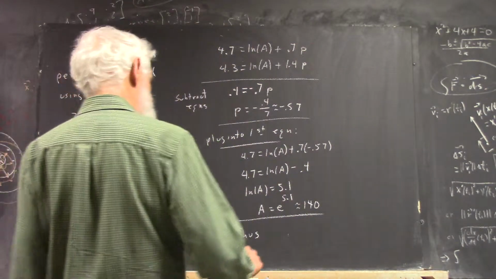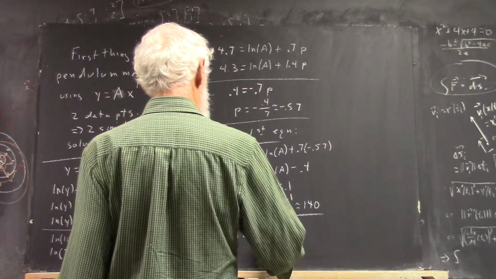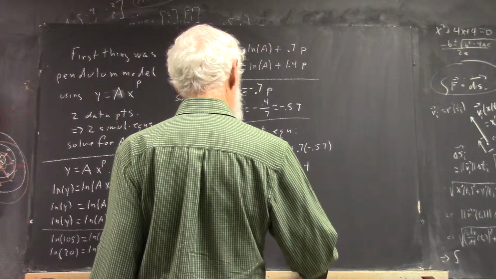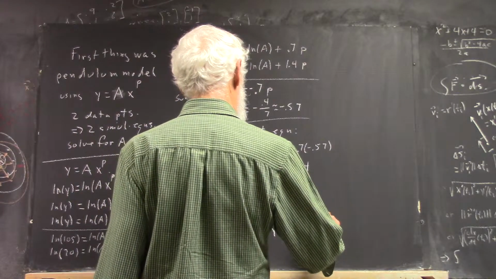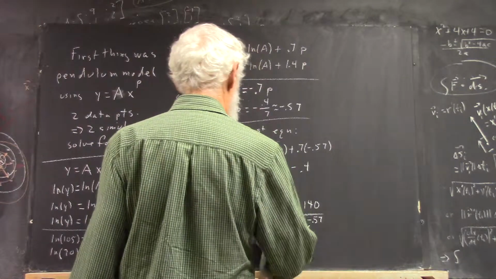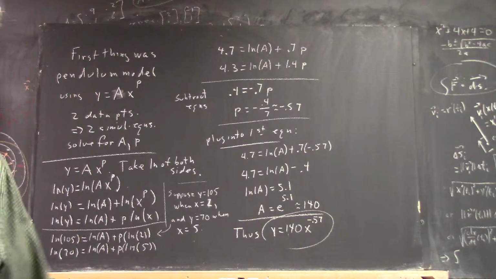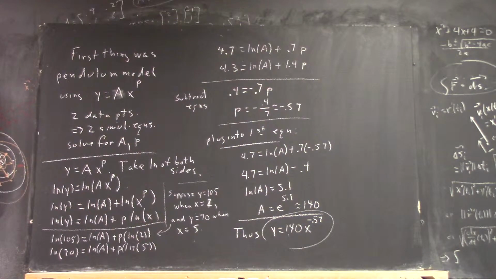Thus, y equals 140 x to the negative 0.57. And there's our model for the pendulum. What's our alternative?